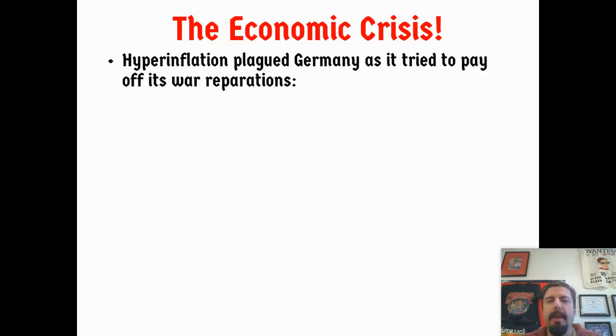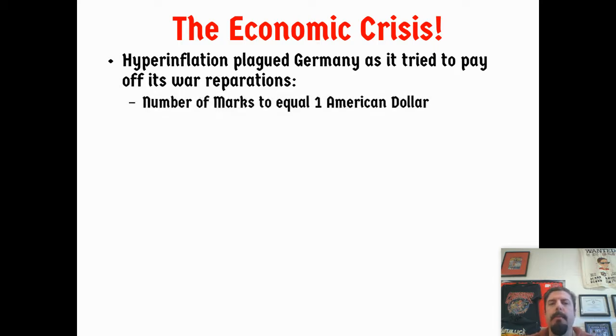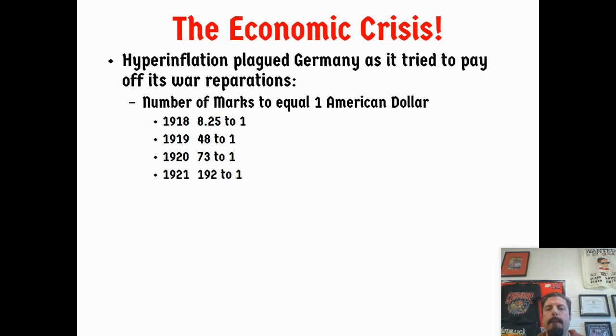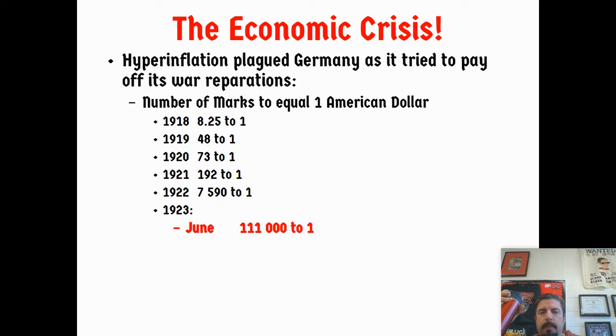Hyperinflation plagued Germany as it tried to pay off its war reparations. The number of marks in this example equals $1 American dollar. So in 1918, and I'm just going to show this to you, I don't need to read all this to you, but in 1918, 8.25 German marks equaled $1 American dollar. So here we go. You can see how hyperinflation works here. By 1923, so 5 years after World War I, where it started at 8.25 to 1, now it's 111,000 to 1.